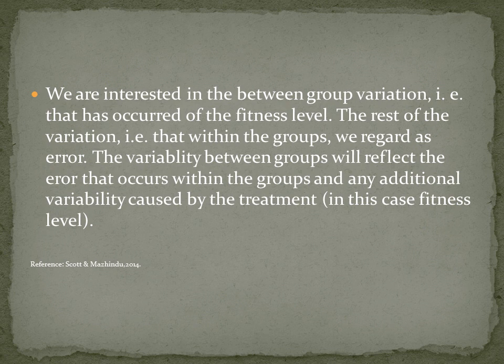Okay, so once we look at each group individually and we find that error, then we can discard that, and then we can actually look at what we're studying and see if there is actually any statistical significance to our results after we've gotten rid of that error. The variability between groups will reflect the error that occurs within the groups, and any additional variability is caused by the treatment. In this case, it would be the fitness level.